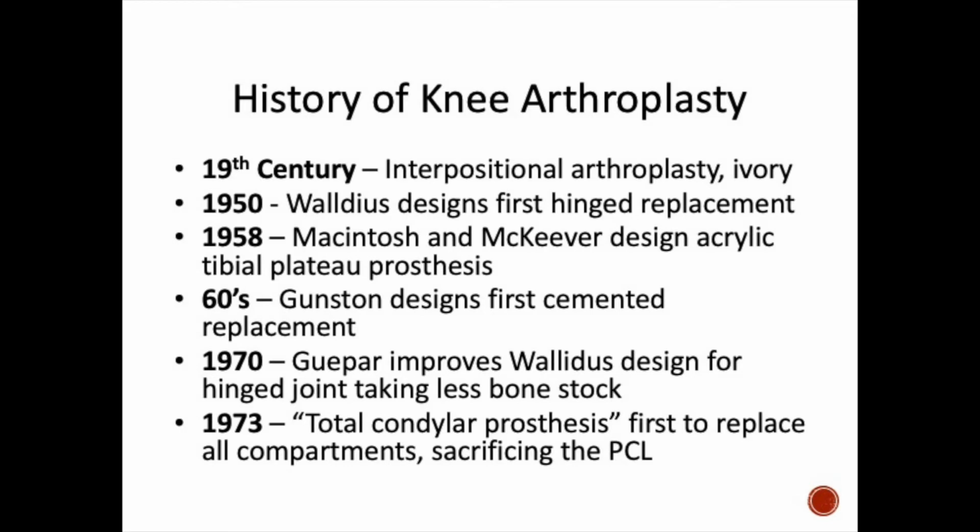In 1958, McIntosh and McKeever designed an acrylic tibial plateau prosthesis. In the 1960s, Gunston designed the first cemented knee replacement. In 1970, Guépard improved the Waldius design for hinge total joint, taking less bone stock and allowing for that rotational freedom now. And then in 1973, what we now know as the modern total condylar prosthesis was the first one to replace all the compartments and be able to sacrifice the PCL.